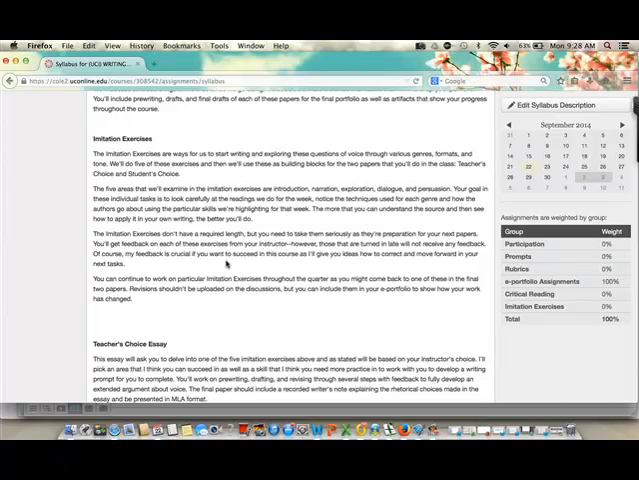In terms of the imitation exercises, we're going to focus on some very particular skills. One is this idea of introduction, narration, exploration, dialogue, and persuasion. In these individual tasks, you'll have very specific crafted techniques that I want you to focus on, and then we'll start to work on putting these all together after the imitation exercises.